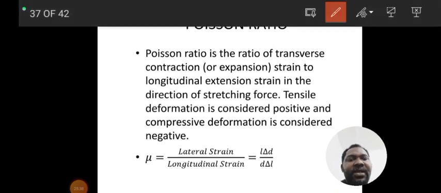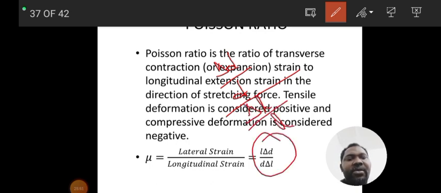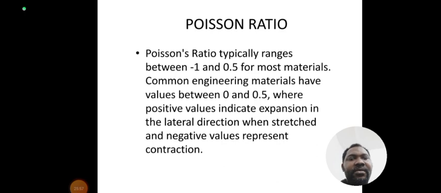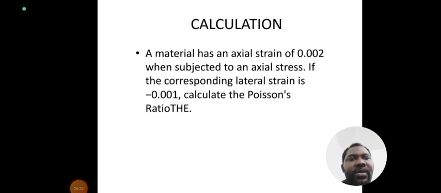Remember that tensile lateral strain is change in diameter all over the diameter. Now divided by longitudinal strain, which is change in length all over length, when we divide, we are going to have length times change in diameter all over diameter times change in length. We should note this, that Poisson ratio typically ranges between -1 and 0.5 for most materials. Common engineering materials have values between 0 and 0.5, where positive values indicate expansion in the lateral direction when stretched, and negative values represent what? Contraction. That's important to note.